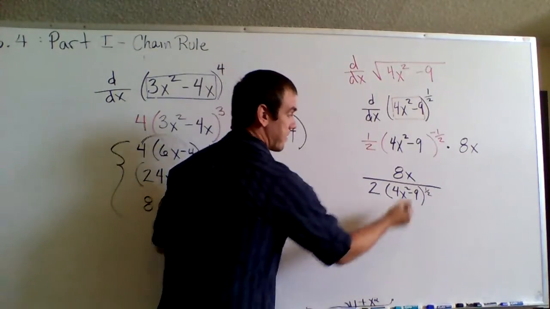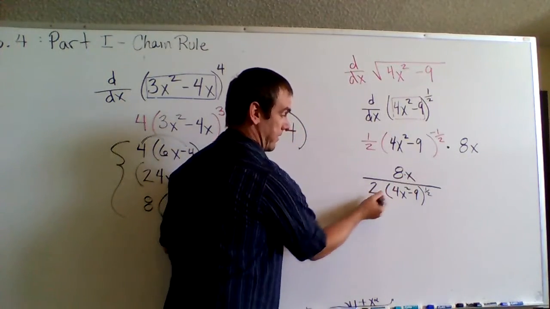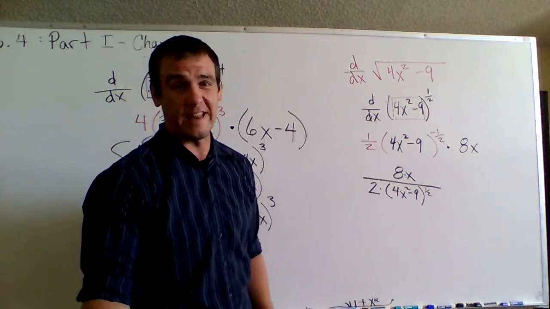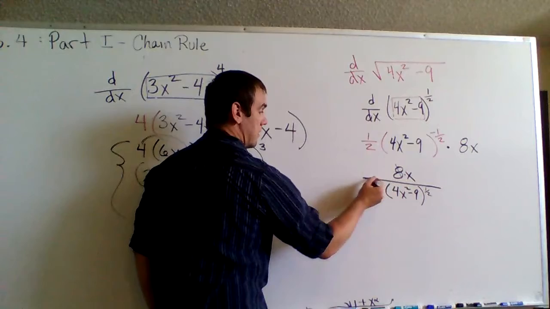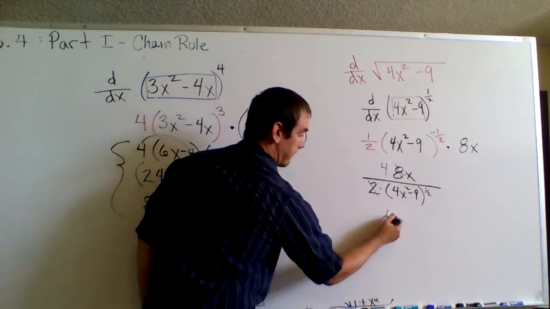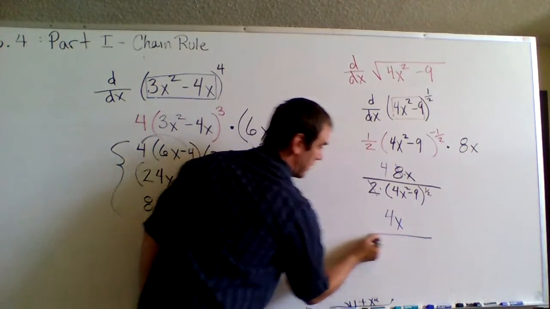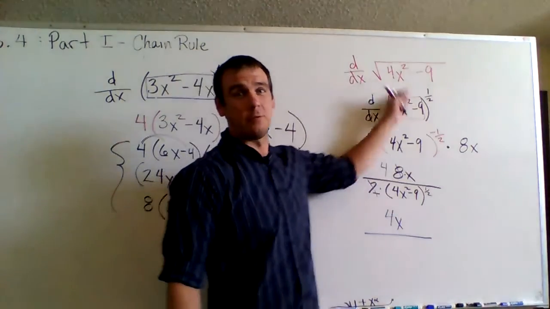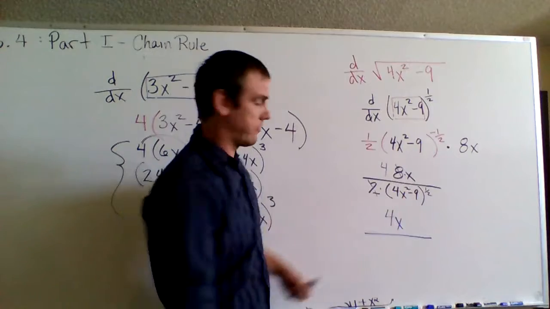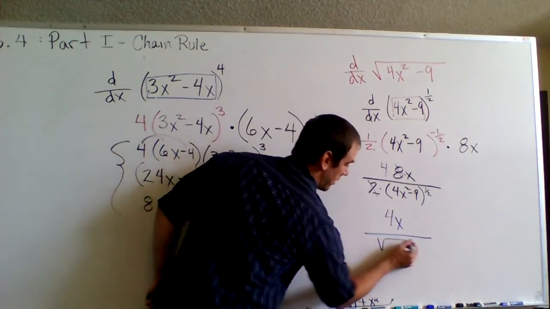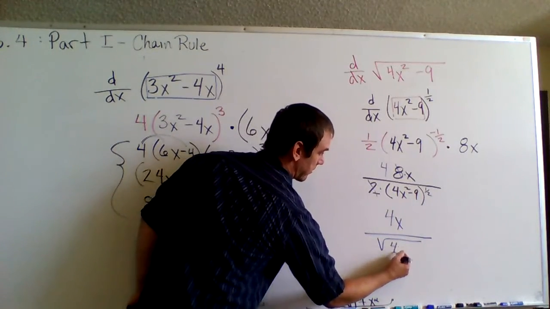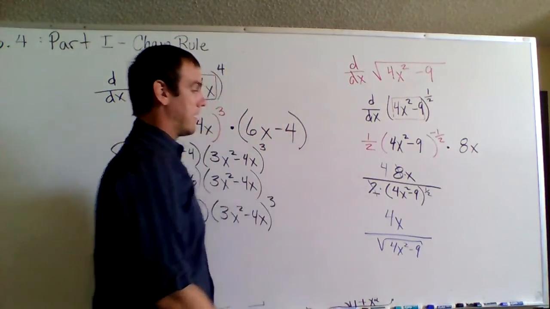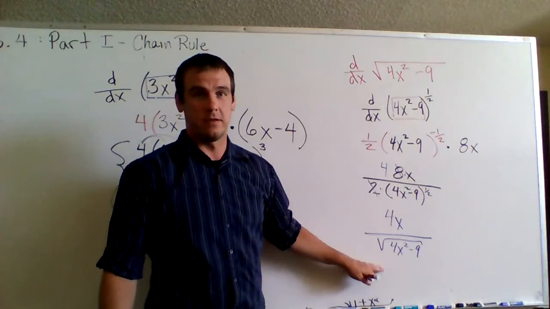Couple things here. This is really 8 times x, and this is really 2 times everything else. So we can reduce that 8 and the 2, making a 4. So we're going to have 4x on top. For my denominator, we want to rewrite our answer in the same form that we started with. So the 1/2 power is just going to be a square root of 4x squared minus 9. Just circle that as your answer then.